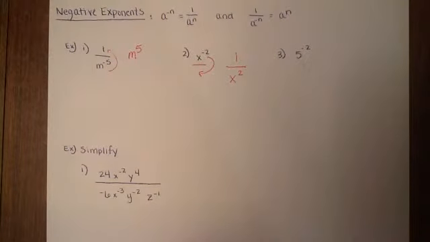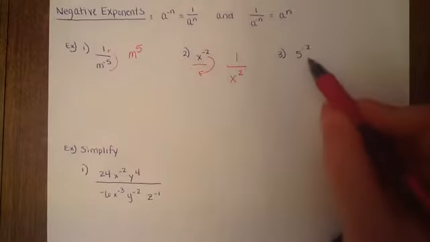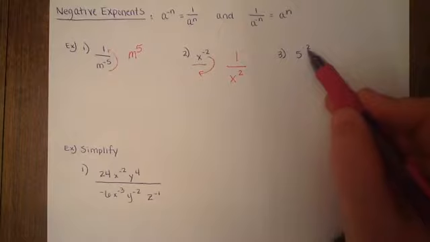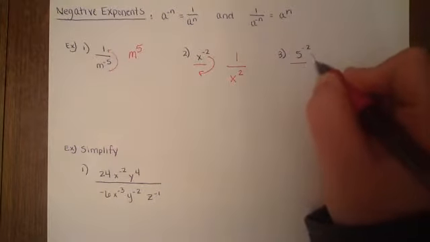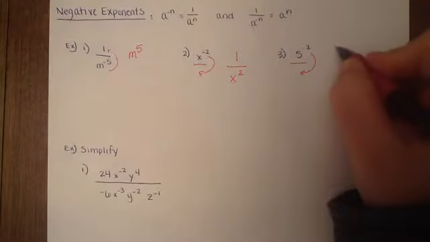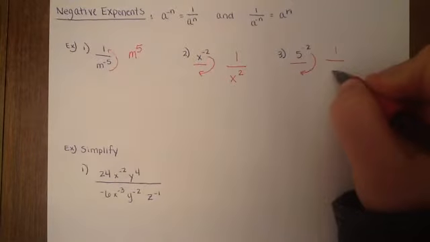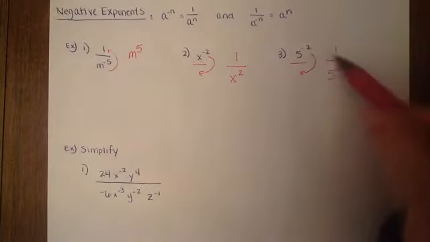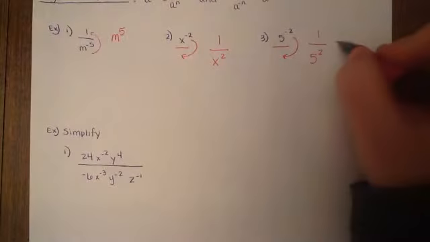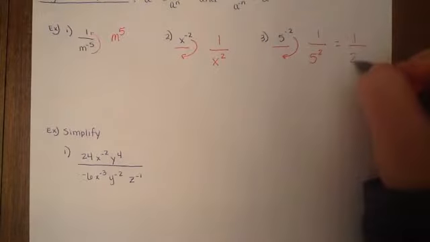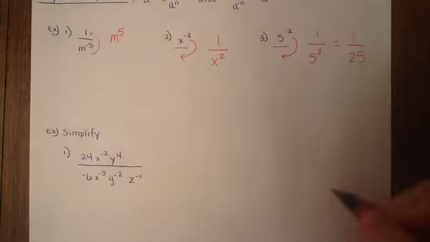Try this next one on your own. Let's see how you did. Can we have a negative 2 exponent? No, so what did you do with it? Move it to the denominator, and that becomes 1 over 5 squared. The negative 2 becomes 2 when you move it. And what is 5 squared? 25. Simplify if you can.